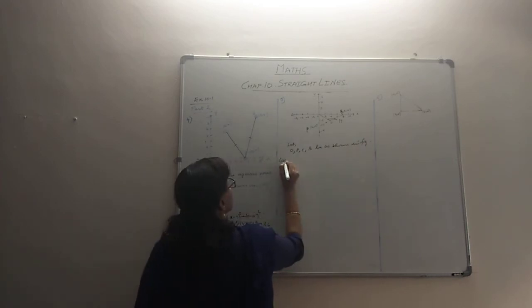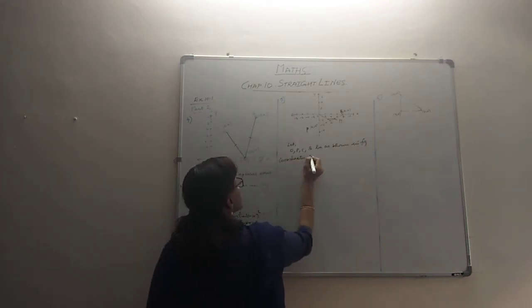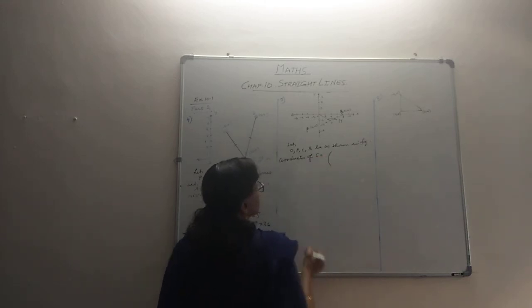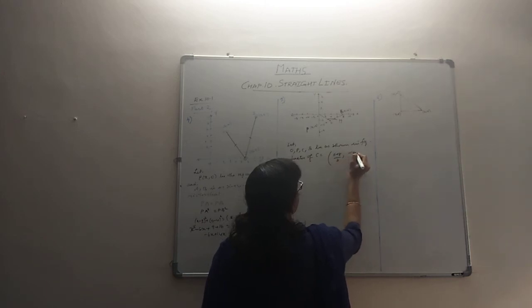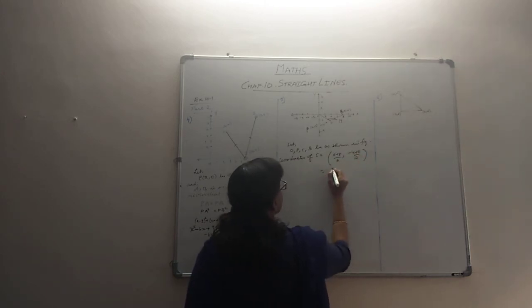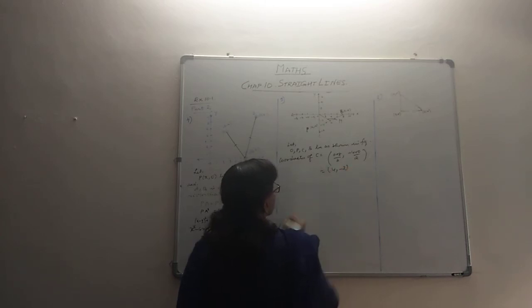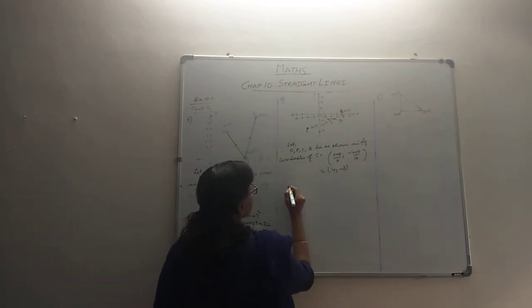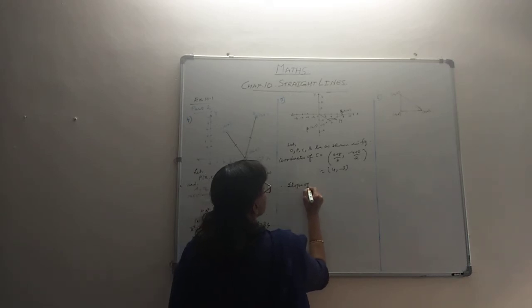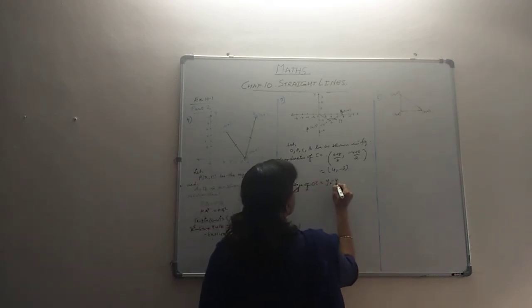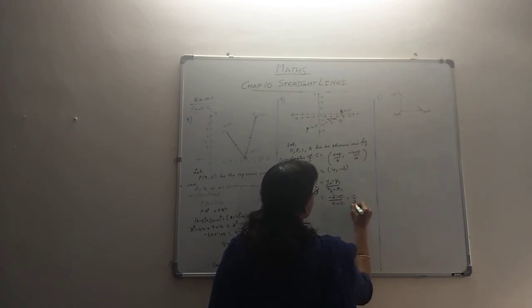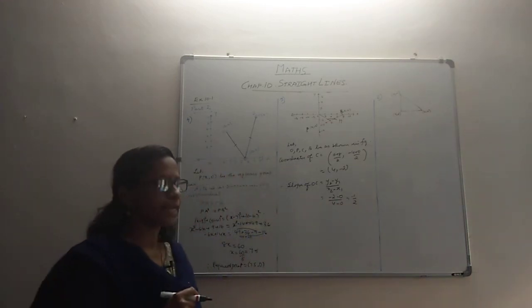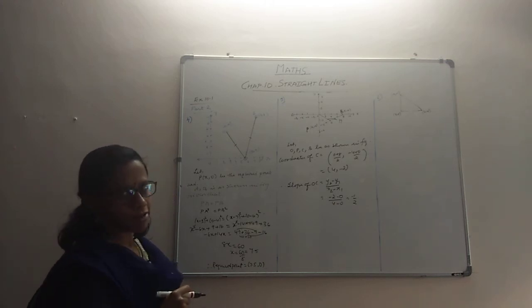Then coordinates of C, which is the midpoint, we know (x1 plus x2) by 2, (y1 plus y2) by 2. So it's very clear from here: (0 plus 8) by 2, (minus 4 plus 0) by 2. So 8 by 2 is 4, and minus 2. So those are the coordinates of C. Therefore, slope of OC, we all know (y2 minus y1) by (x2 minus x1): (minus 2 minus 0) by (4 minus 0), which is minus half. That's the slope, right?